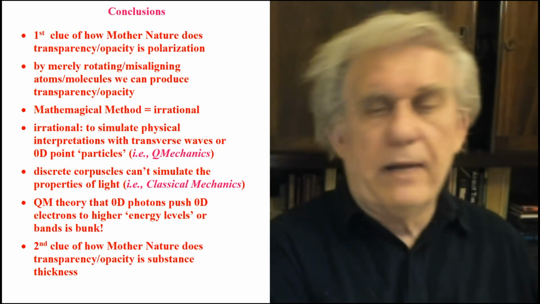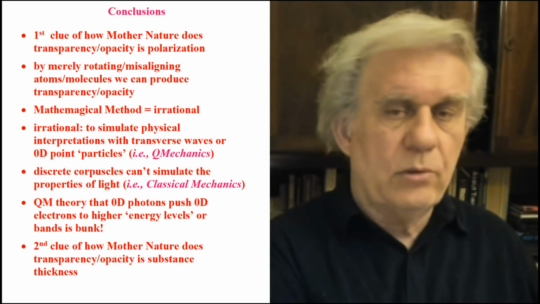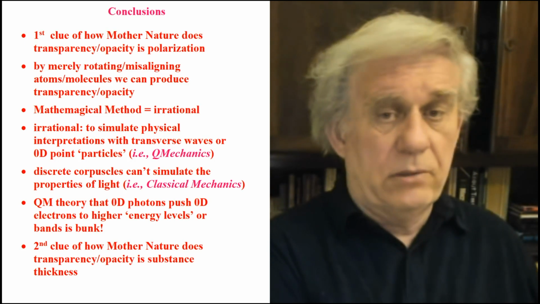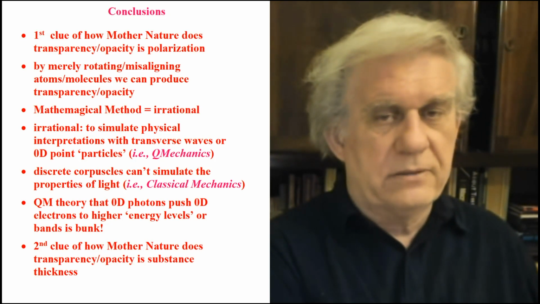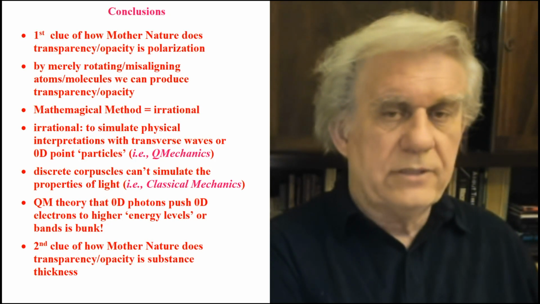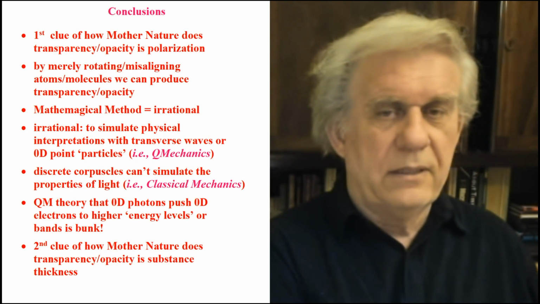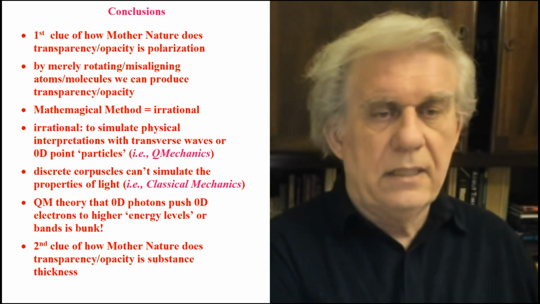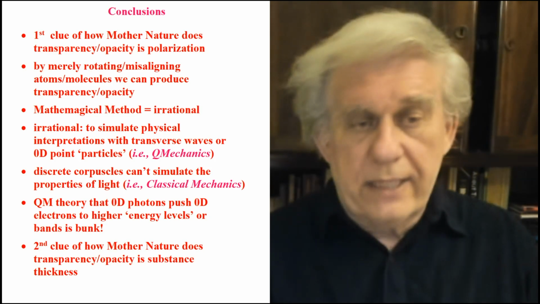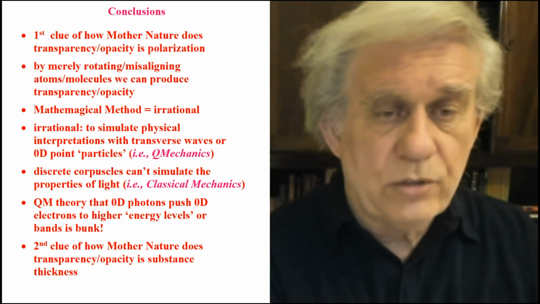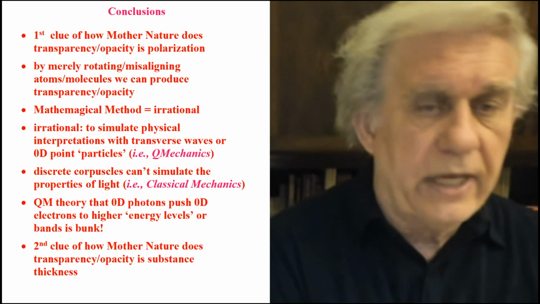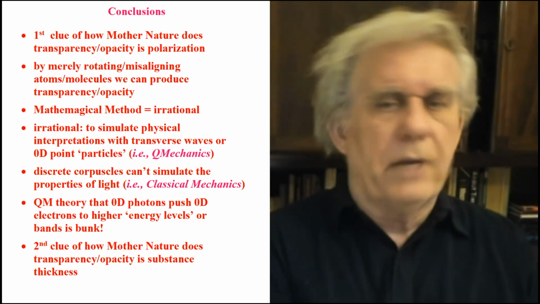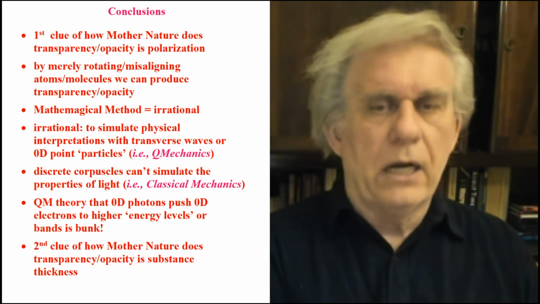You can't simulate the properties of light. You can't do it with discrete particles. You can't do it with waves because there's no such thing as a wave. And you can't do it with zero-dimensional particles, which is what quantum proposes. And so that's the end of those physical interpretations. You can't explain with whatever they propose to date. And so the quantum theory that 0D photons push 0D electrons to higher energy levels or bands is debunked. It's bunk.